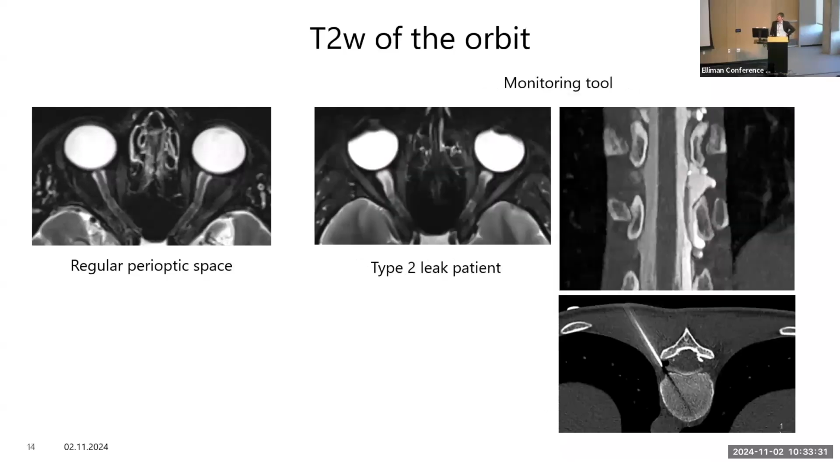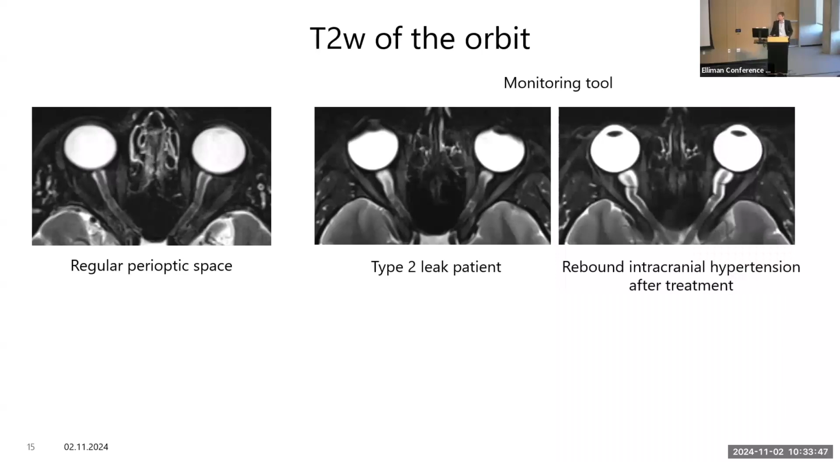And also, this is really helpful as a monitoring tool. This patient had a type 2 leak, and we can see the type 2 in the CT myelography, and we performed a CT-guided fibrin patch. And the other day, the patient complained about headache when lying down. What we see now is a massively increased perioptic space, and we also see a kinking of the nerve, representing now a rebound intracranial hypertension.